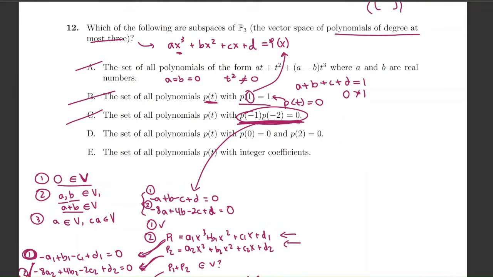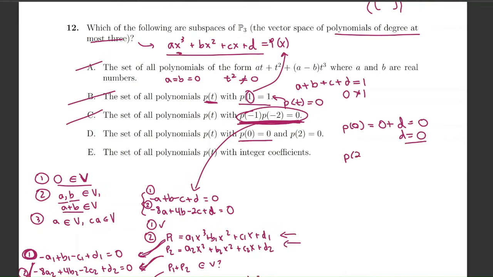Okay, in part D, we have a set of polynomials pt with p of 0 equals 0 and p of 2 equals 0. So first of all, let's just see p of 0 equals 0. We plug that into this constraint here. P of 0 equals a, well, a plus b plus c gets deleted because x is equal to 0, and then we have d. So that means d is equal to 0, because we know that p of 0 is equal to 0. So our first constraint is that d is equal to 0.